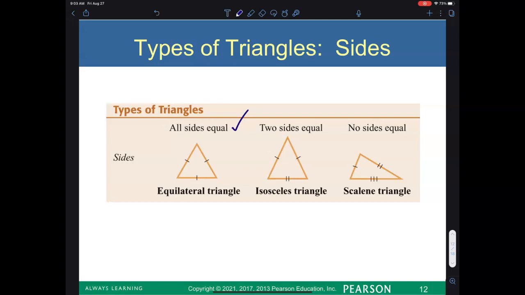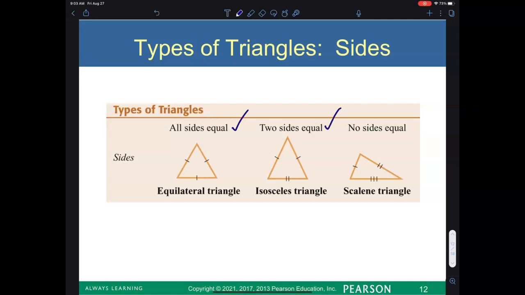And so if you put one hash mark on one side and a hash mark on another side, those are the same length sides. And so if all three have a single hash mark, all three are the same length. So the next possibility, as we see in this picture, you have single hash marks on two of the sides that match, but then the third side has two hash marks.